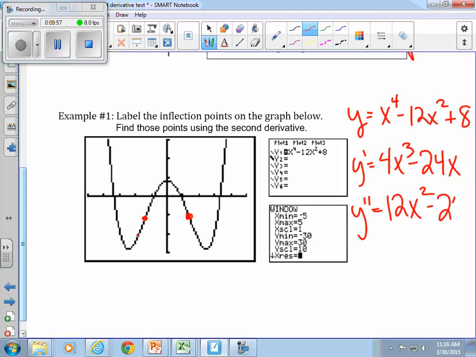Right now I'm just visualizing. I don't know exactly where it is, but do you see how this appears to be concave up, and how this appears to be concave down? Other than that, I don't know numerically where they are yet. I just have a visual that there's something. We're about to find out for sure.